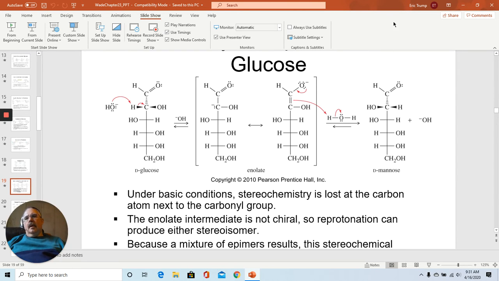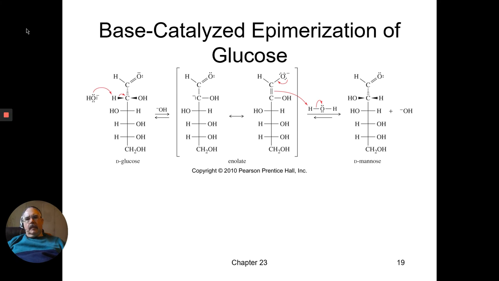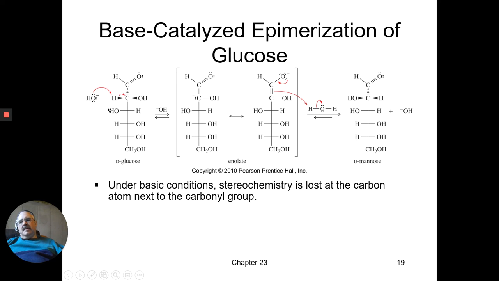Okay, continuing our lesson on carbohydrates. This is where we left off. We said earlier that epimers were diastereomers that differ only in the configuration of one chiral center. In the presence of base, glucose and other monosaccharides can undergo epimerization. Okay, and here's how that works.